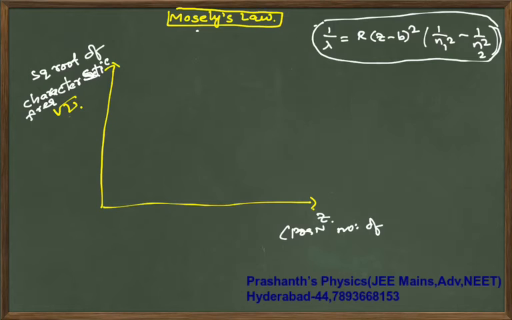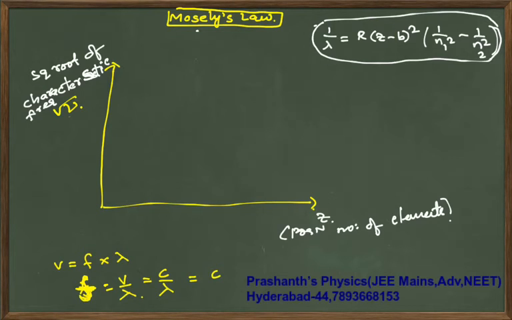So Moseley took the position number of different elements and plotted a graph with the characteristic frequency, which is actually indirectly the characteristic wavelength, because we know that velocity is frequency into lambda. So your frequency is v by lambda. It is the speed of light c by lambda, because X-rays travel with the speed of light. So that becomes c by lambda, meaning cR times (Z minus b) whole square times (1 by n1 square minus 1 by n2 square), indirectly.